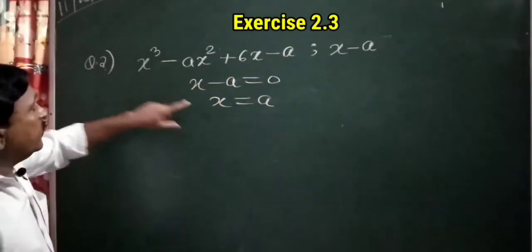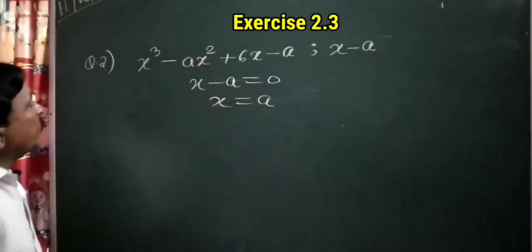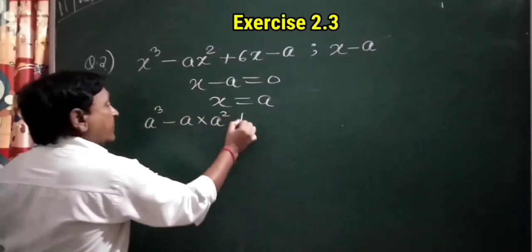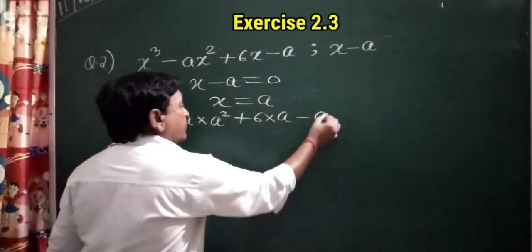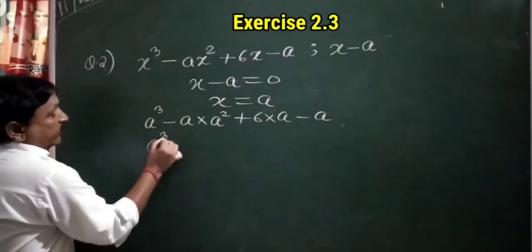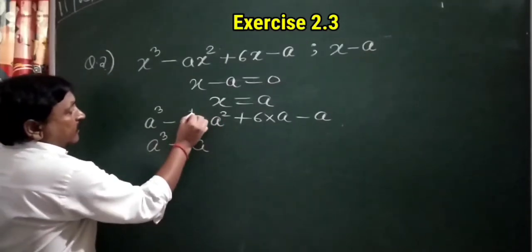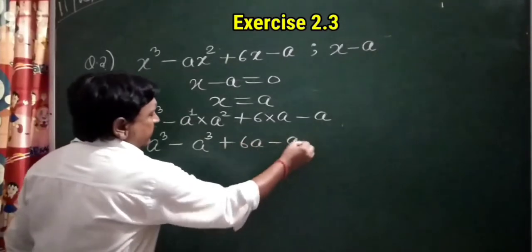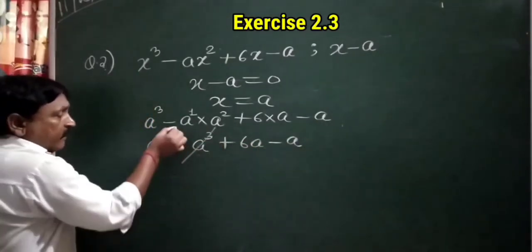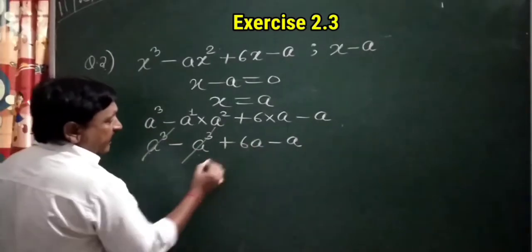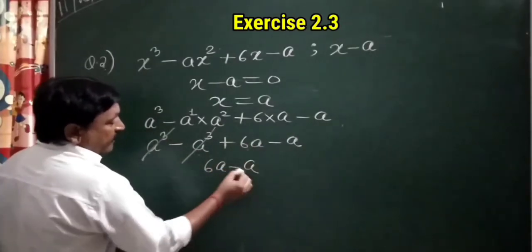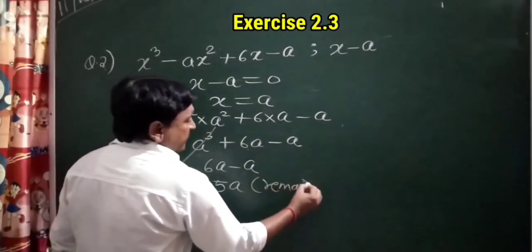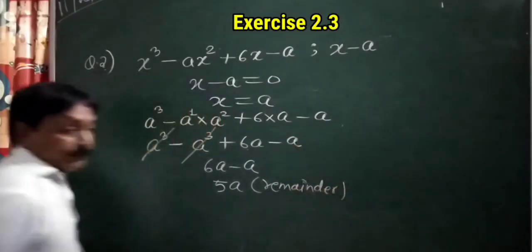Okay. Now substitute a in place of x in this polynomial. a cube minus 3 into a squared plus 6 into a minus a. Okay. a cube, here 2 plus 1, it will also become a cube, plus 6a minus a. Plus and minus of the same thing will get cancelled. So what is left? 6a minus a. 6 minus 1, the answer will come 5a, and this is our needed remainder. Okay, note it.